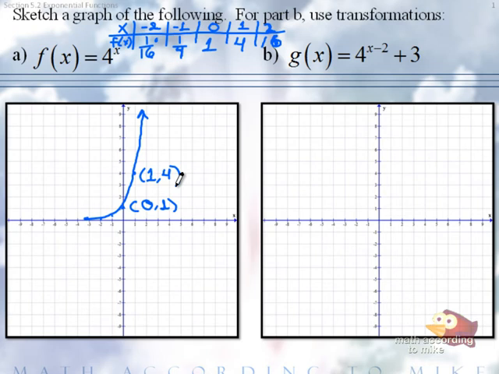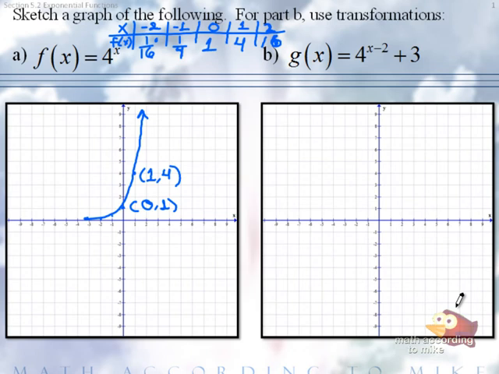Part B, g of x is 4 raised to the x minus 2 plus 3. In terms of transformation, what are we going to do to our original graph of 4 to the x to perform g? And then right 2. So let's start with the right 2 and then up 3.